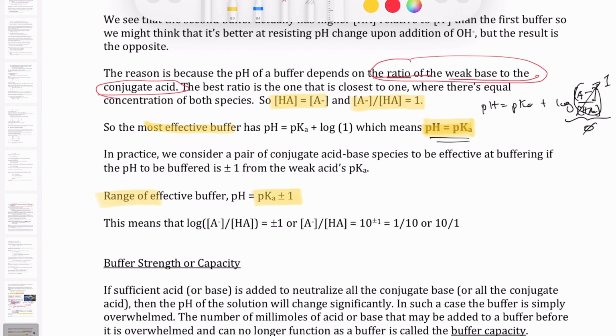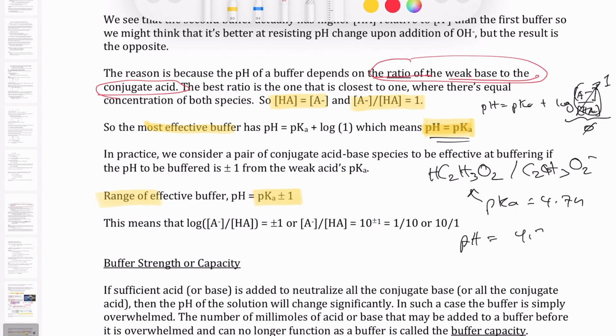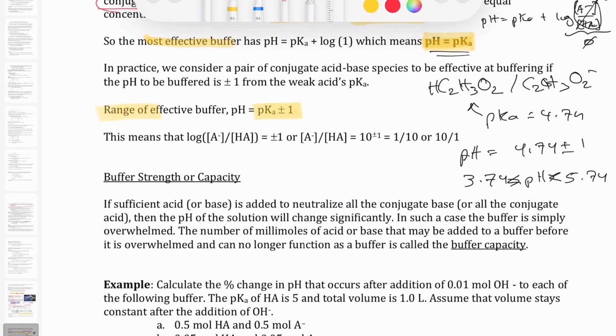So again, going back to our example earlier of the acetic acid acetate buffer, remember that the pKa of acetic acid is 4.74. So if I want to make a buffer using acetic acid and acetate as my buffer system, then the pH that it will be reasonable to use that buffer in is 4.74 plus or minus 1, which means that it will work as long as the pH is between 3.74 and 5.74. Okay? So that would work as a buffer, but it wouldn't work if you try to use acetic acid acetate as a buffer at pH 10. At that point, it's just out of range for that particular buffer system.